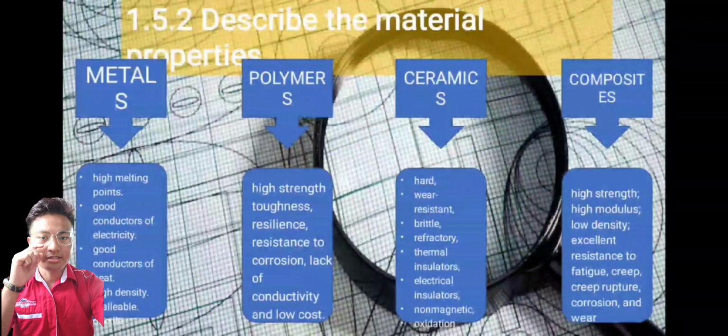Polymers: high strength, toughness, resilience, resistance to corrosion, lack of conductivity, and low cost. Ceramics: hard, wear resistant, brittle, refractory, thermal insulators, electrical insulators, non-magnetic, and oxidation resistant. Composites: high strength, high modulus, low density, excellent resistance to fatigue, creep rupture, corrosion, and wear.